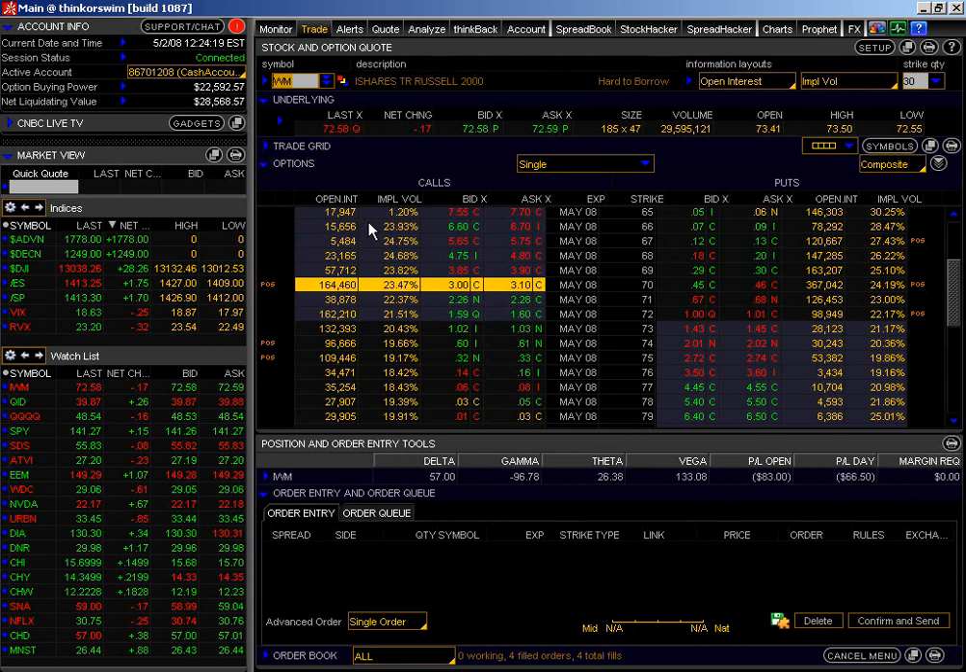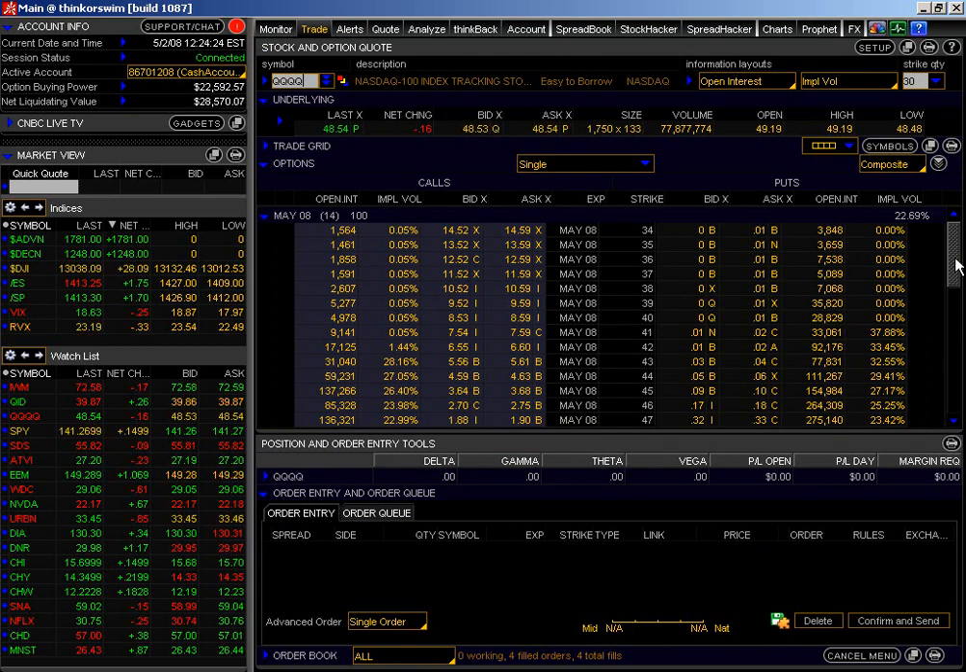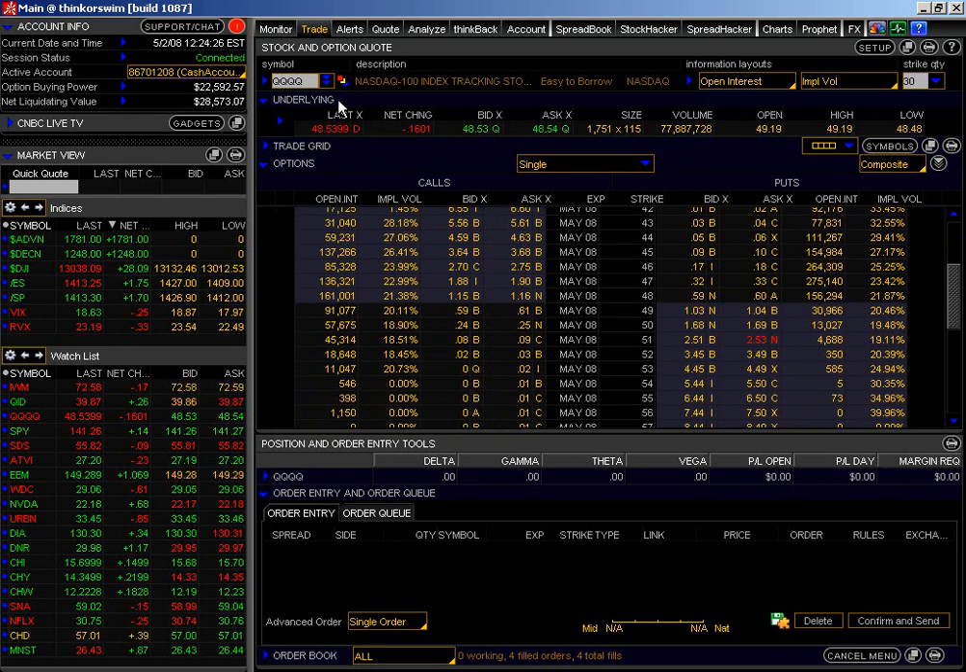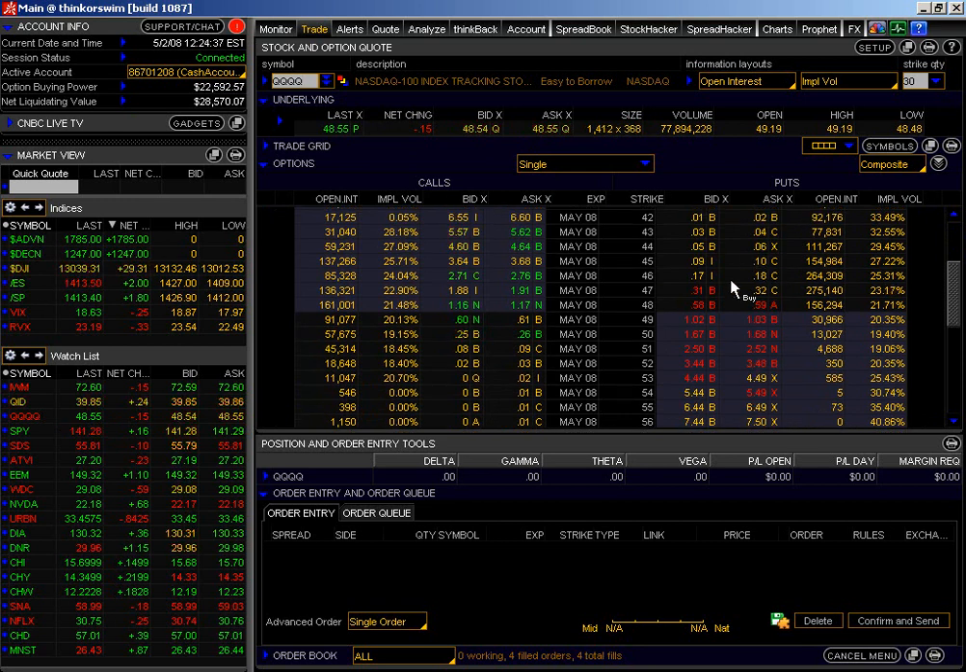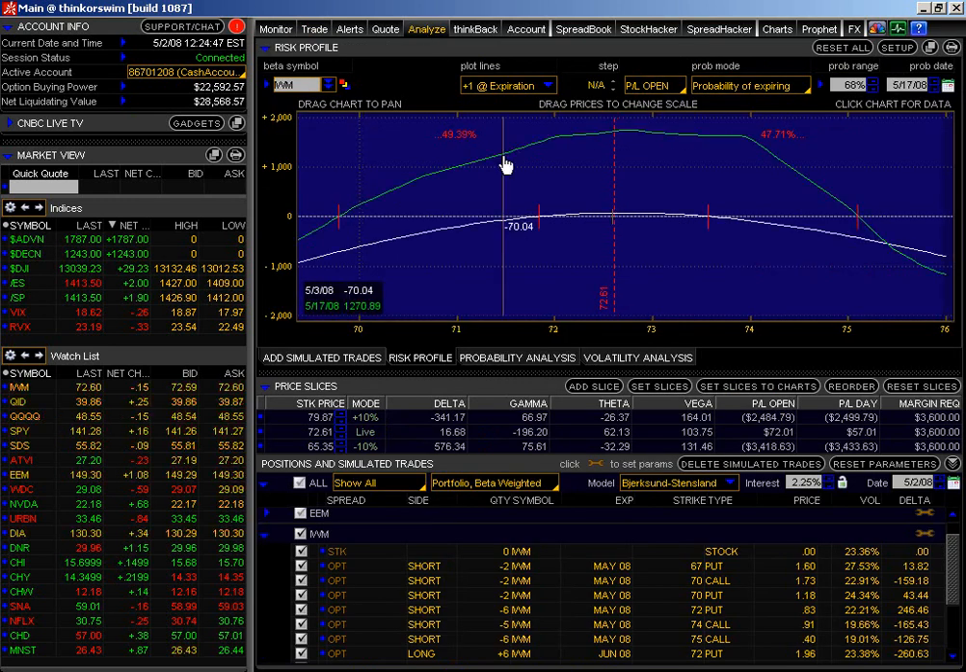Another ETF that's really, really excellent for making adjustments are the Qs, the NASDAQ 100 ETF. Again, the spreads are very, very small. I currently don't have any positions in the Qs, but if I had to make an adjustment, I might use the Qs to add as an additional position if the opportunity became available.